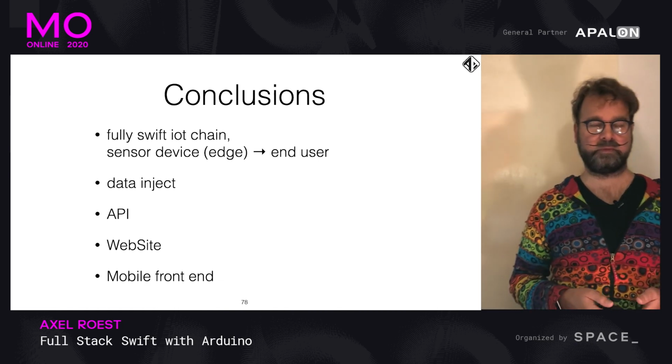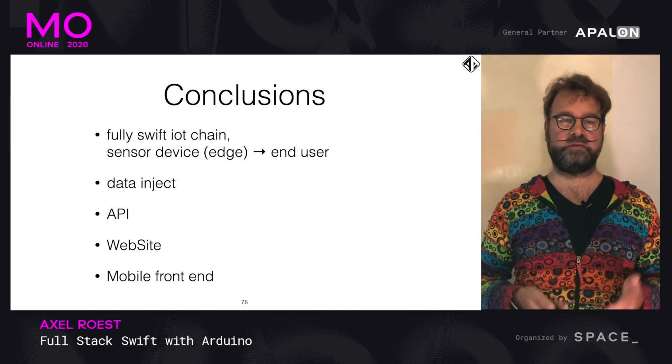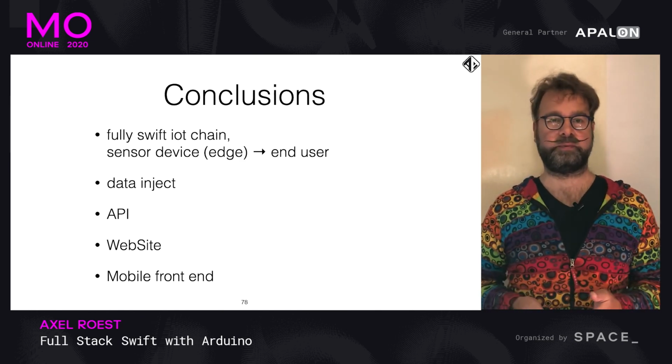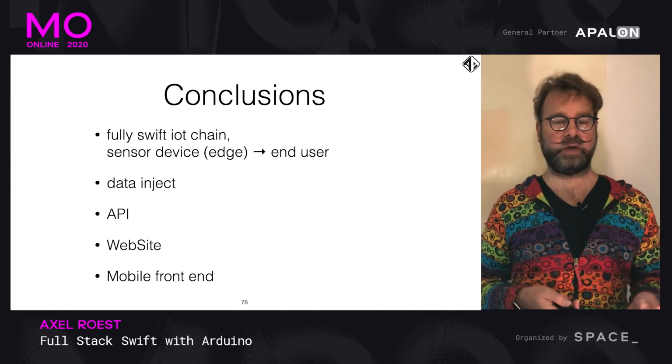Conclusions. We can now create a fully Swifty IoT chain from the sensor, the edge device, to the cloud and your mobile phone app. We can do data ingestion, we can have an API, we can have a website and a mobile frontend, all in Swift.